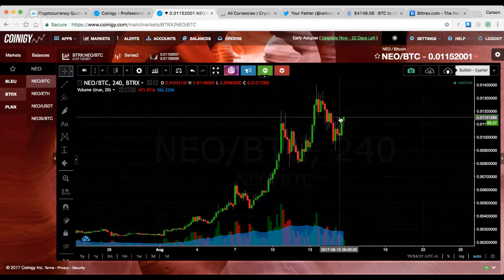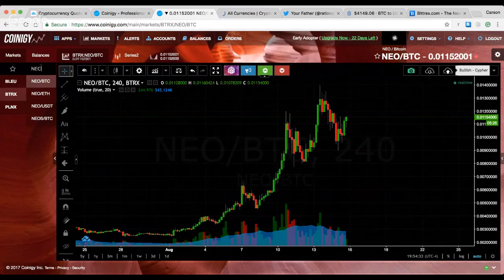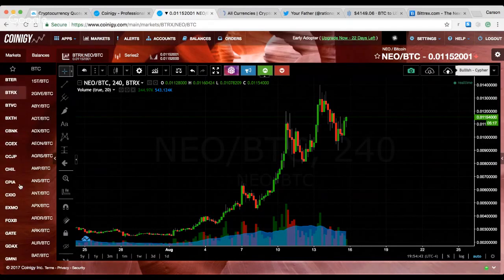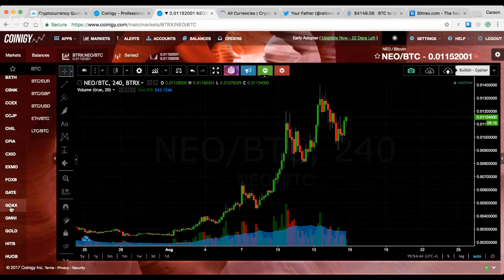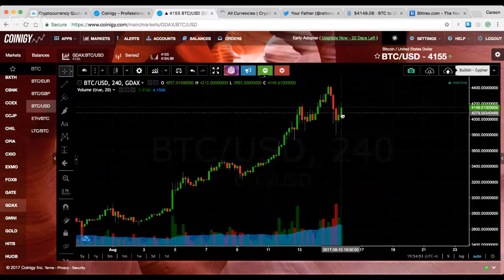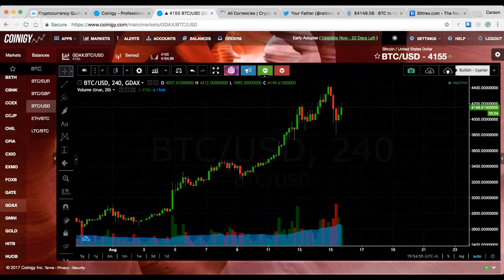But NEO has been following Bitcoin pretty closely when it comes to growth. Let's go over to Bitcoin, and we can see that there's quite a relevance. Let's go to GDAX real quick. Where is GDAX? All right, so this is NEO, and then let's look at Bitcoin USD. Look at that. It's almost identical with Bitcoin and NEO.